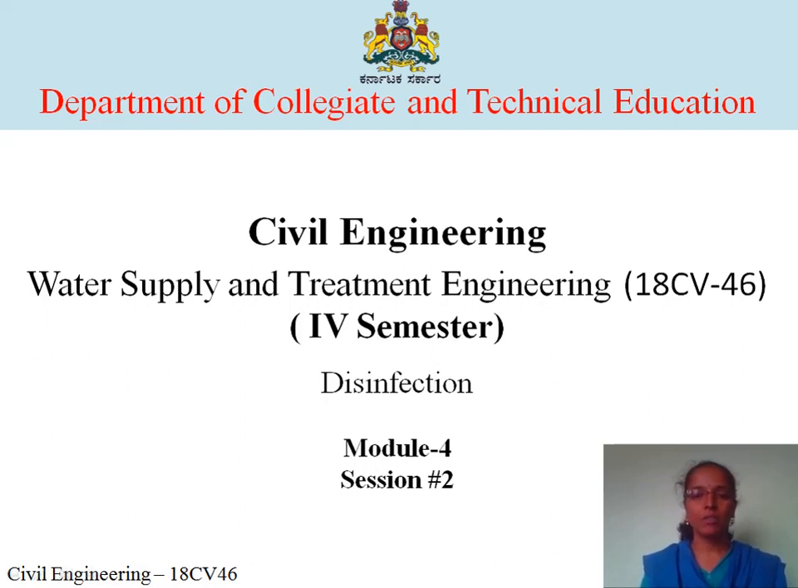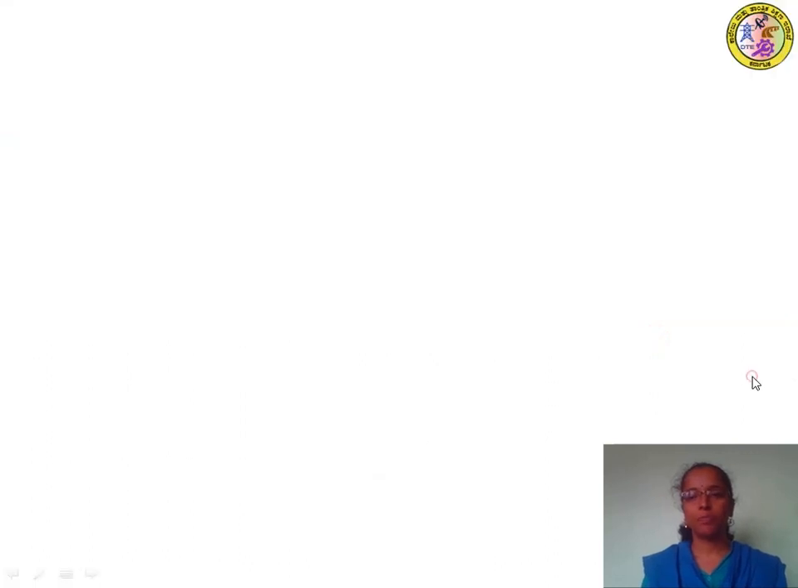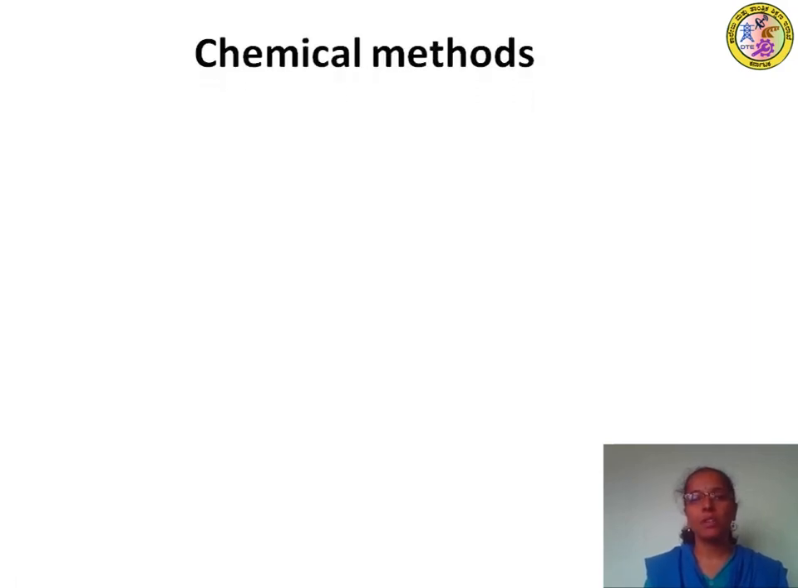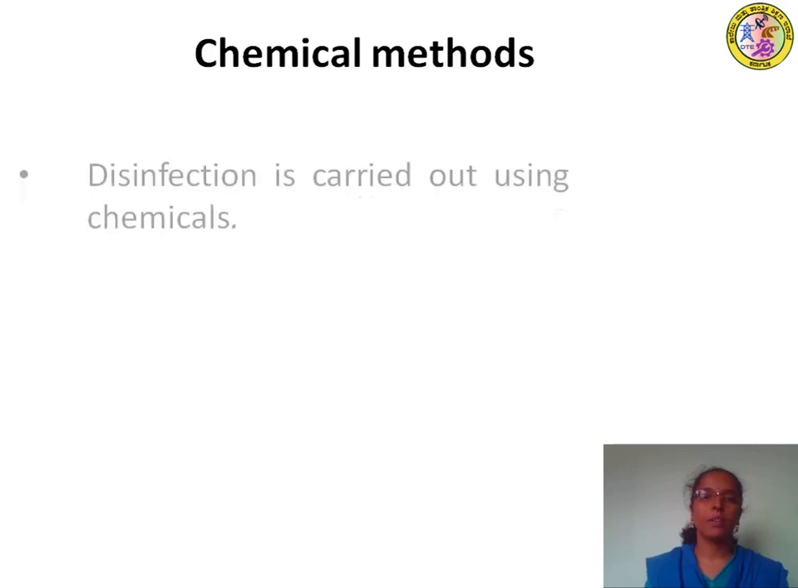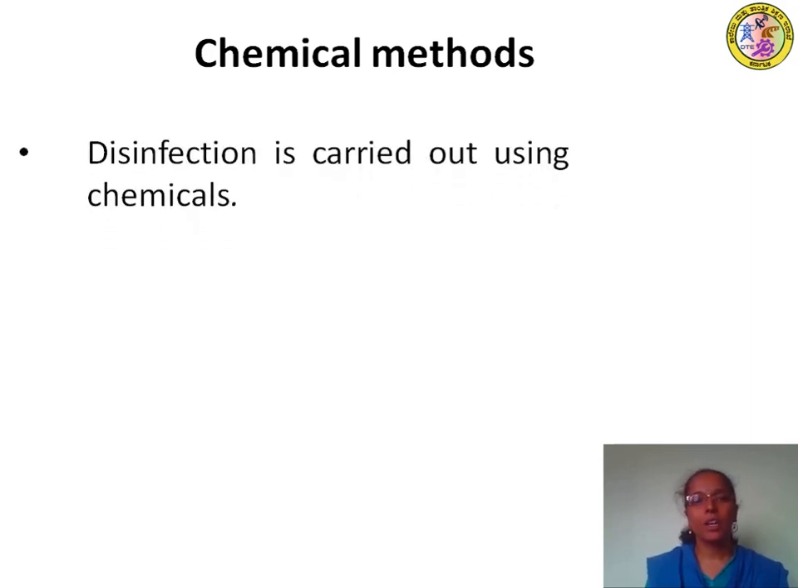In the last session, we discussed disinfection using physical methods, and in this session, we are going to discuss chemical methods of disinfection. It is called a chemical method because the disinfectant we are going to use to disinfect water is chemicals. So chemicals are used as disinfectants in this case, therefore the name chemical method of disinfection.